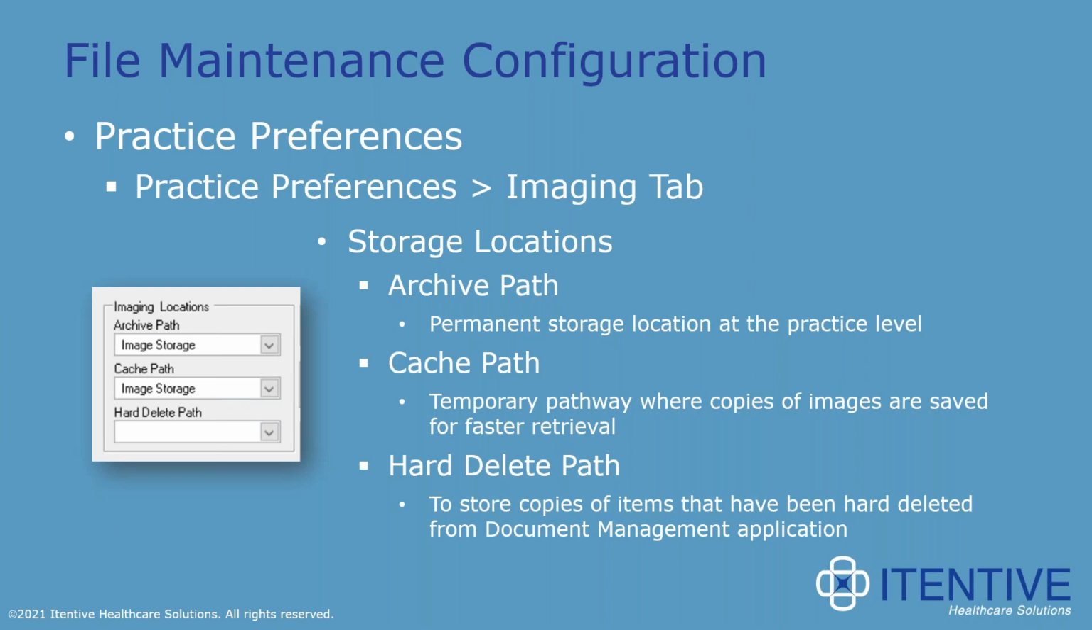NextGen does recommend that there are separate paths for the archive and the cache path. They recommend they're in different locations, different folders on your network. But as you can see in this example, they can be the same if that works for your practice setup.